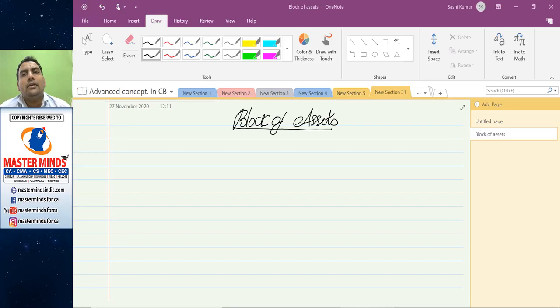Block means a group of assets or a class of assets falling within the group of assets. Example, take furniture.